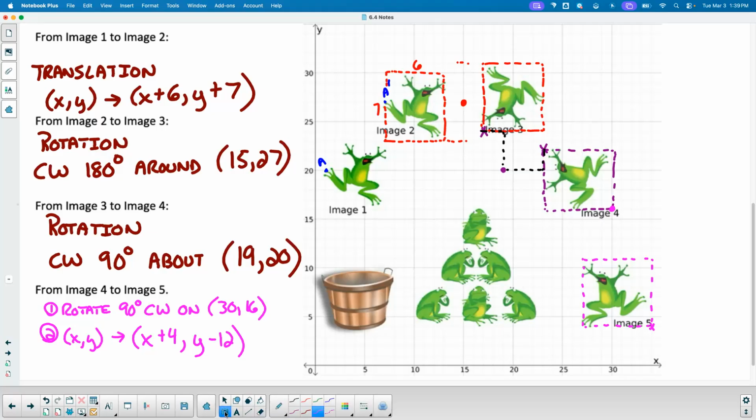We reflect it in what line? Yep. x equals what? Is it 35? I thought it would be 34. 34.